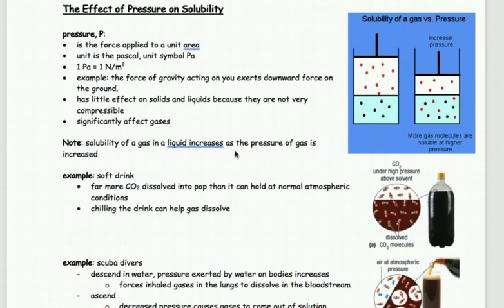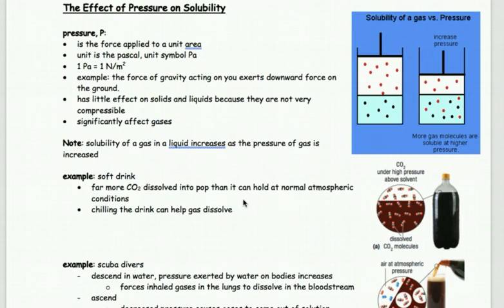Okay, so to finish today, we're going to look at how pressure affects solubility. In general, pressure doesn't affect solids and liquids because they can't be compressed. But pressure can significantly affect gases because you can compress them. Here's an example picture.